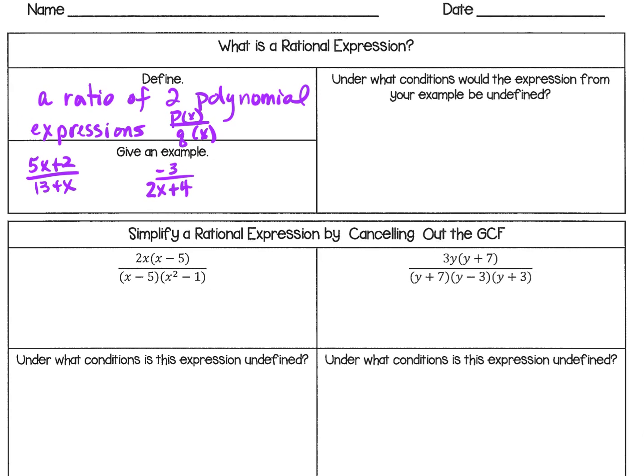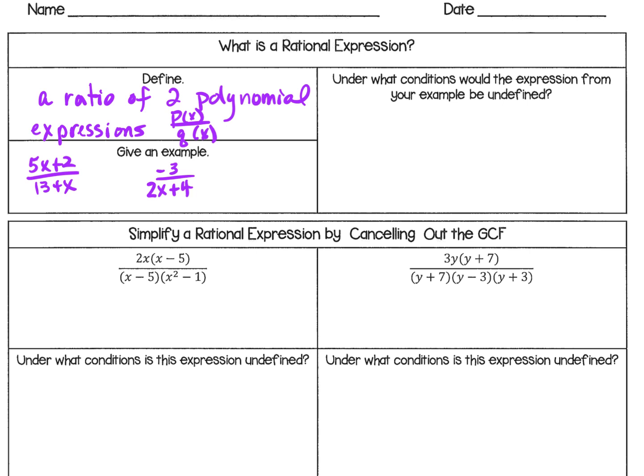So now, it says, under what conditions would the expression from your example be undefined? When can we not define something that is a fraction? When the denominator equals 0. So let's look at when the denominator equals 0 for each of our example expressions. Where is the denominator in this first guy? 13 plus x, right? To find where we have undefined places, we simply take the denominator and set it equal to 0. So we take 13 plus x and set it equal to 0. So x cannot be what? Negative 13.